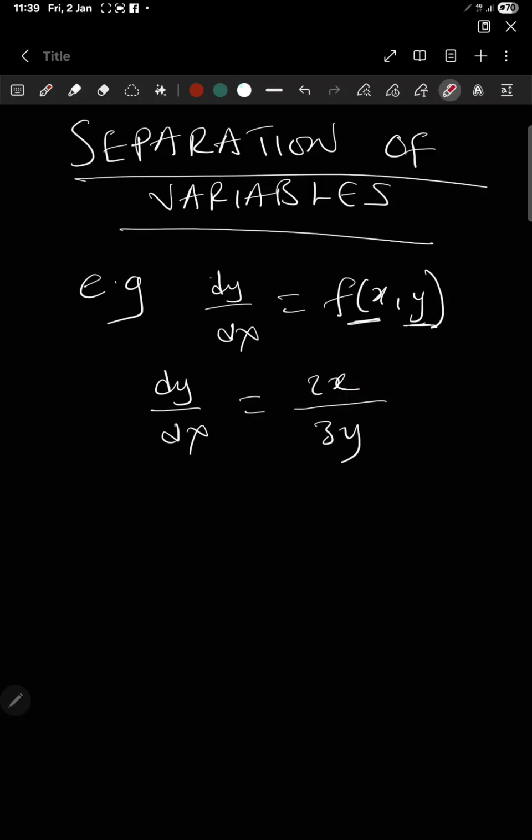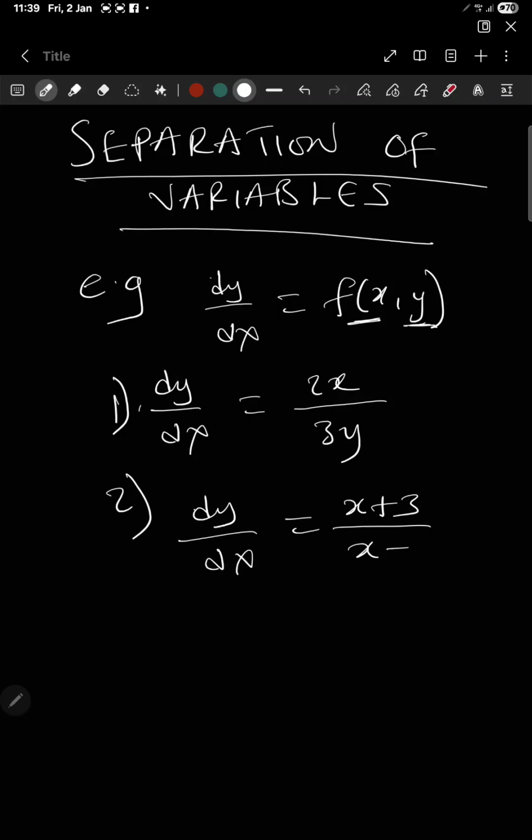Now, let me continue giving you examples. For example number 2, we can have dy over dx is equal to x plus 3 over x minus y. You can also see that here you have the function of x and the function of y. That means this is a separation of variables because it has two different functions, and there is this dy dx here. That's how you know that this is a separation of variables.